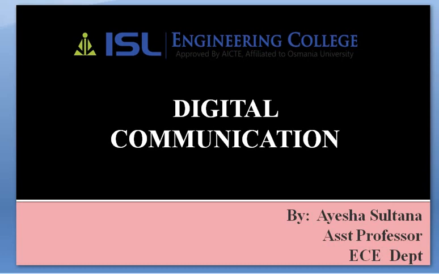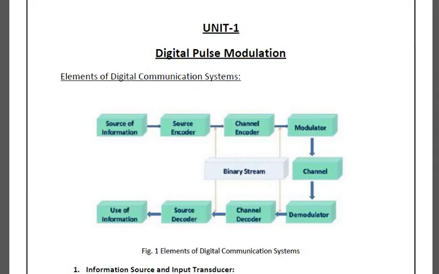Before we go to the pulse code modulation technique, once again we'll revise what were the elements present in digital communication. So what were the elements? First, you had your digital information source. Then you had your source encoder, then the channel encoder, and then a modulator, a channel, then a demodulator circuit, then channel decoder, source decoder, and the user of the information, or you can also say it as a destination.